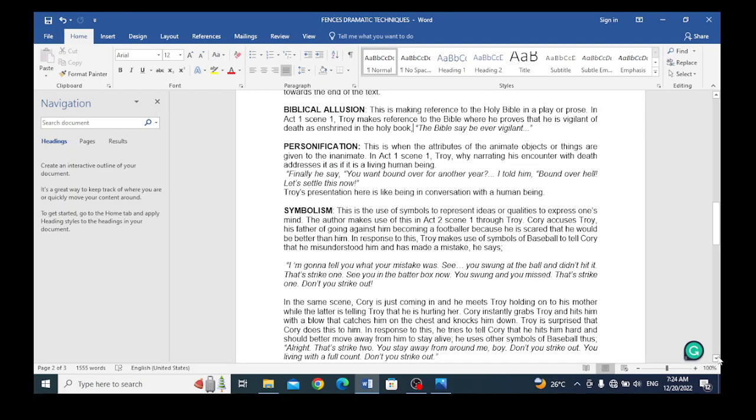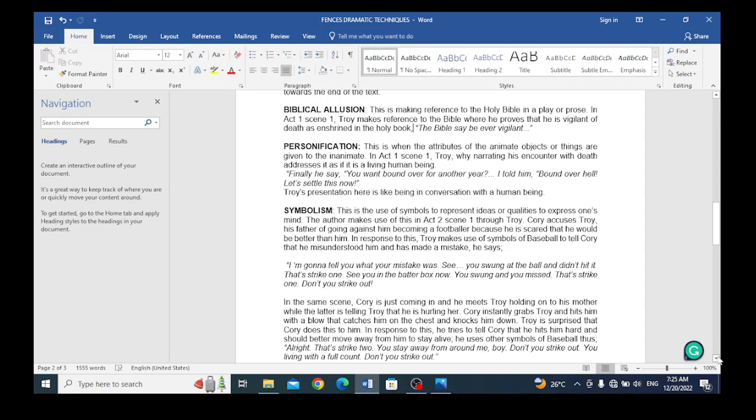There is also the use of personification. This is when the attributes of the animate objects or things are given to the inanimate. In Act 1, Scene 1, Troy, while narrating his encounter with death, addresses it as if it is a living human being. Quote, finally he says, you want bandaid for another year? I told him, bandaid hell, let's settle this now. Unquote. Troy's presentation here is like being in conversation with a human being. That's a good example of personification. He has personified death here.